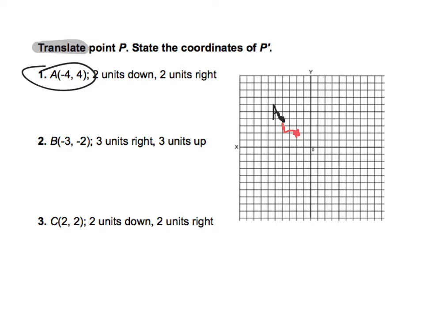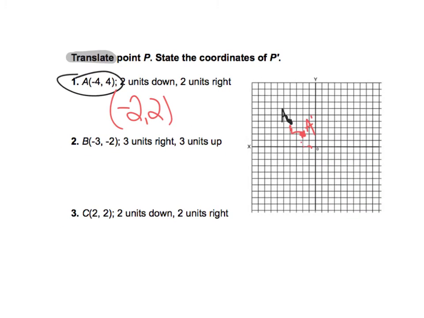And after we move the shape, we label it with the same letter. We put a little apostrophe next to it, that means A prime, and that means that is the shape after it has been transformed. And the ordered pair of A prime is negative 2, positive 2.